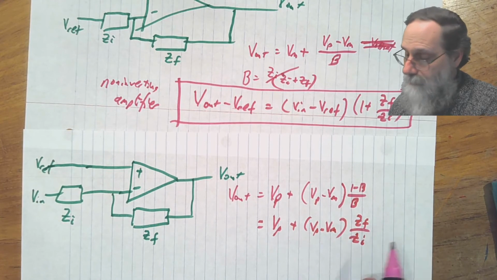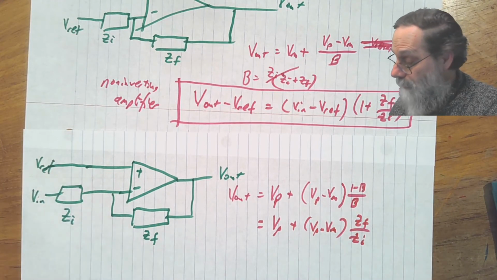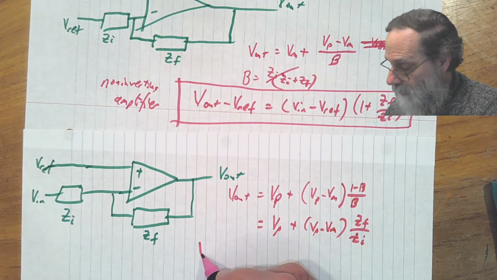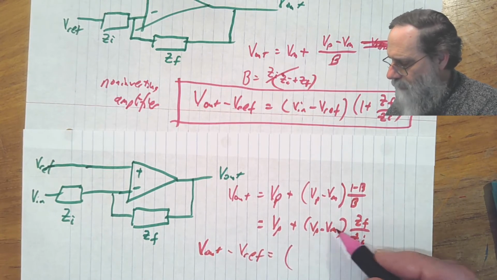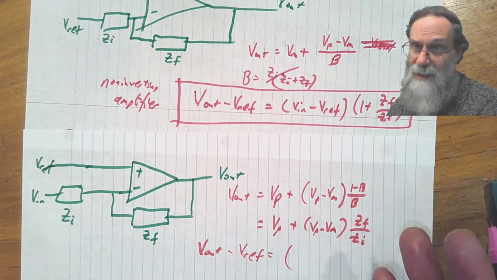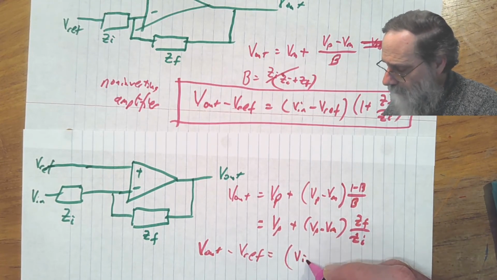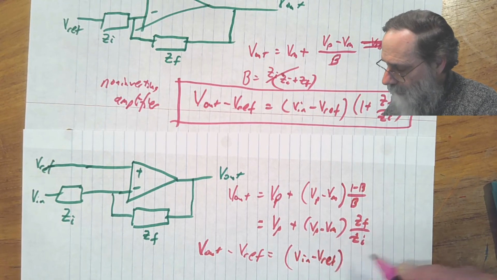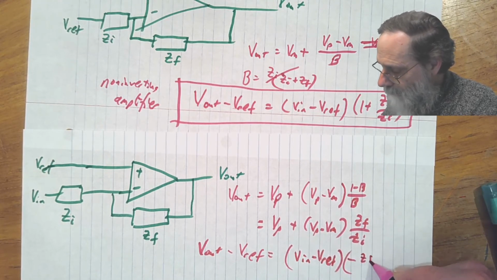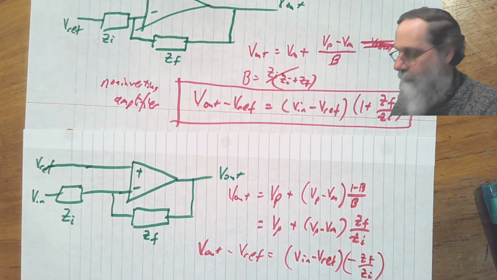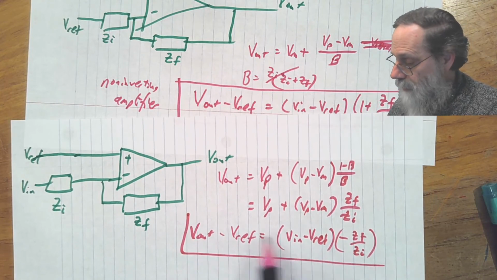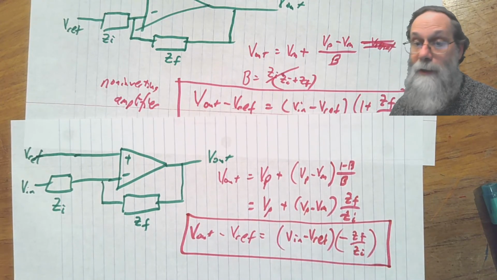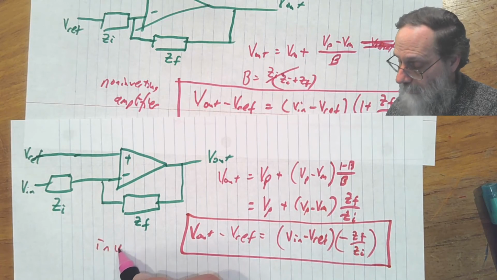Now, VP and VM, those aren't the names we use on the outside here. Let's put in the correct names there. We get V out minus Vref equals, well, this would be Vref minus V in. So let's negate that so it looks like the form we want: Vin minus Vref, and then we've got to have minus Zf over Zi as our gain. And that is, again, the gain formula that's worth memorizing for an inverting amplifier.